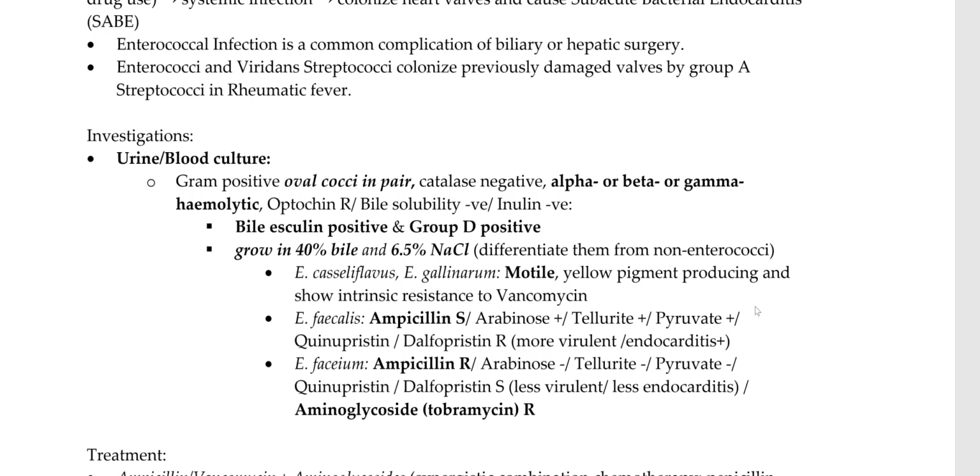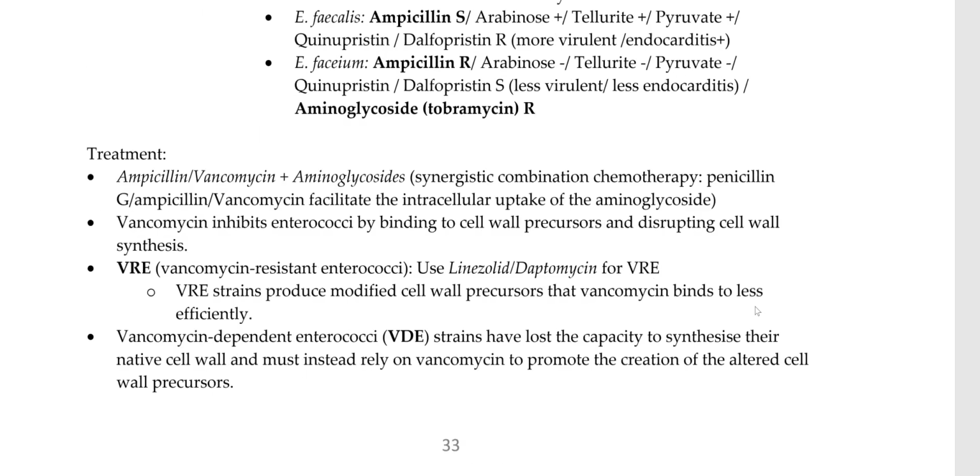So let us go with the treatment. Treatment is basically ampicillin or vancomycin. You can choose any one of them depending on your hospital antibiogram, along with aminoglycoside. Both these drugs show a synergistic combination. Why? Because the beta-lactam or vancomycin facilitates intracellular uptake of aminoglycoside, and then aminoglycoside will exert the bactericidal action.